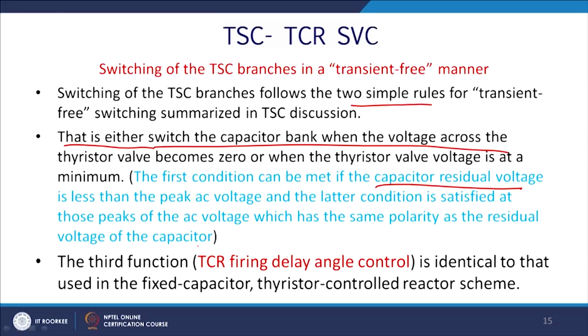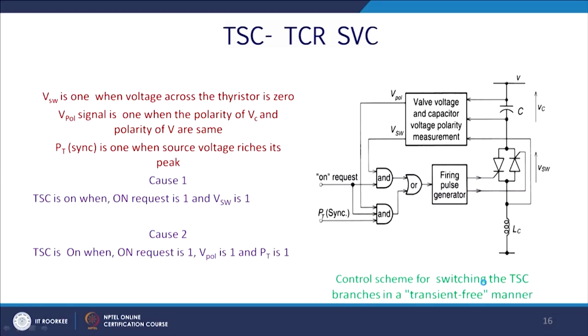We shall see the triggering scheme for the TCR in the next slide. For the third function, the TCR firing delay angle is identical to that used for the fixed capacitor and thyristor controlled reactor scheme; there is no change. So, this is the control logic. You have to sense this voltage. First of all, it will sense the pole voltage, and also we have to sense the voltage across the switch. So, we want to have minimum stress across the switch.